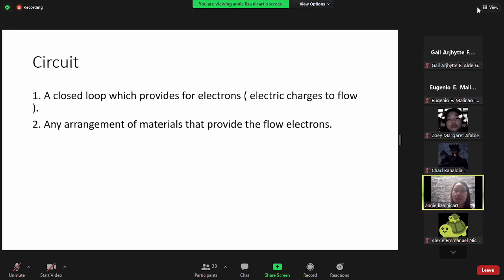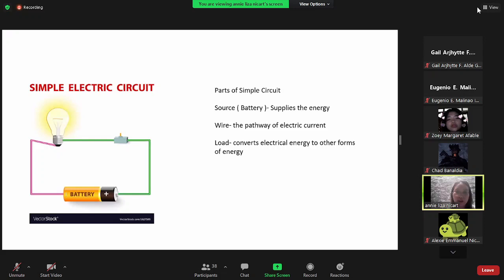Ibig sabihin kapag hindi na siya closed loop, hindi na siya circuit. Kapag hindi makapag-flow yung electric current, yung complete path for electric current to flow, hindi mabigay yan, meaning hindi na siya circuit. So for circuit to be a circuit, kailangan niya ng the following parts. Okay, so simple circuit. Sa simple circuit, we have the source, wire, and load. So ito yung mga parts ng simple circuit.